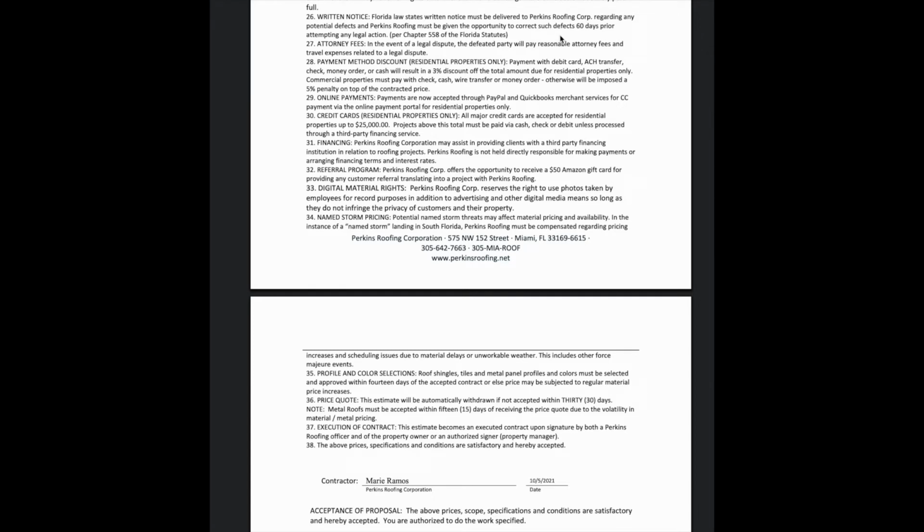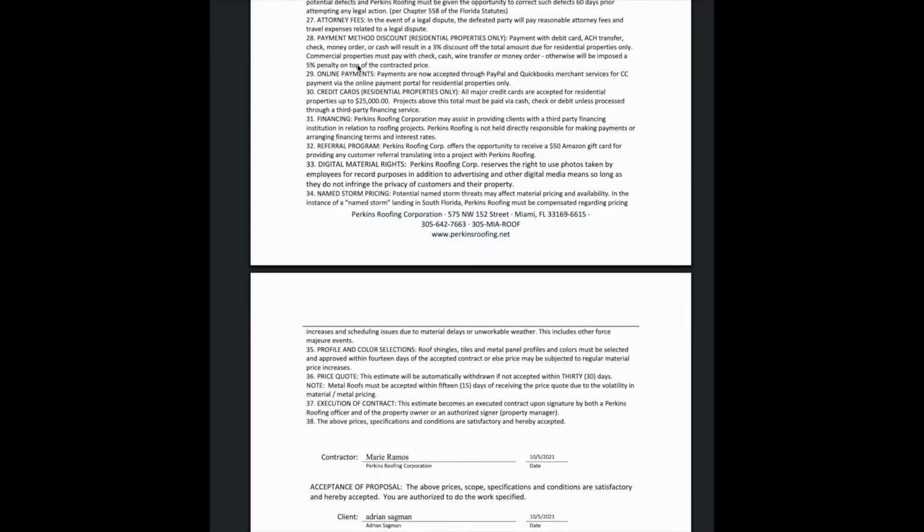Attorney fees. In the event of a legal dispute, the defeated party will pay reasonable attorney fees and travel expenses. So basically, if you're in Miami and I'm in Fort Lauderdale, and I have to go to court in Miami because you're in Miami, you're going to be paying for my gas too and my attorney's gas.